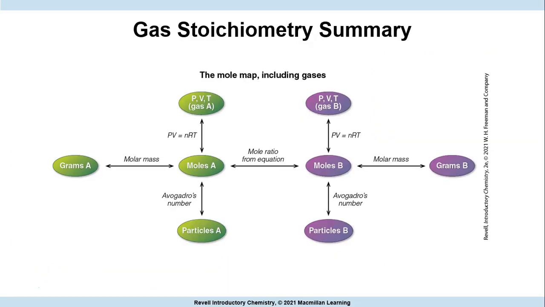So the summary now shows us how to move from grams of A to moles of A. We have to use the molar mass. To move from moles of A to particles of A, we use Avogadro's number. So moving from moles to particles, the particles here could be atoms, ions, or molecules. So you use Avogadro's number. Then to move from the moles to the ideal gas relation, we use the ideal gas constant. Now moving from moles of A to moles of B, we use the balanced equation and we make use of the mole ratios.